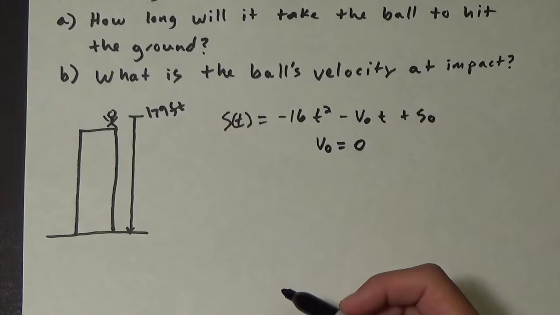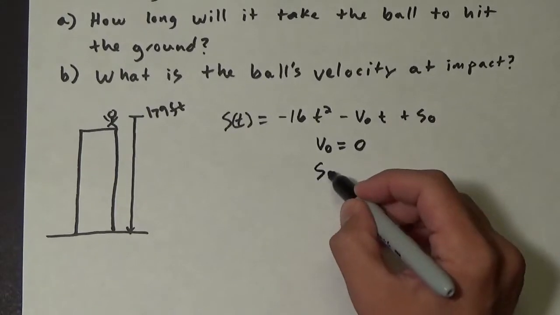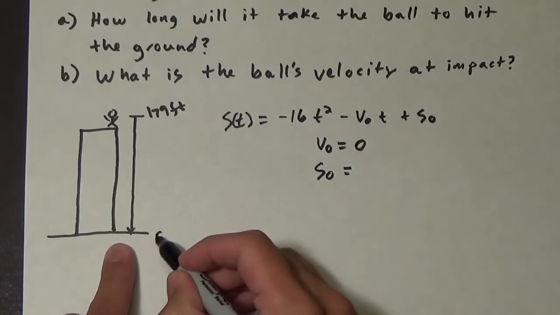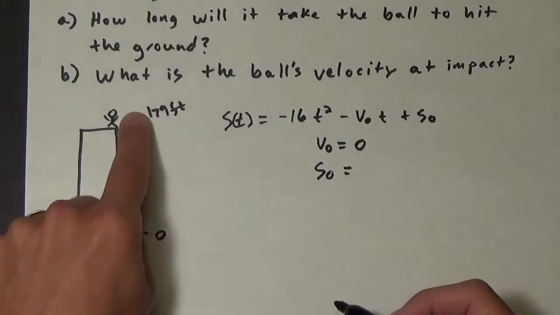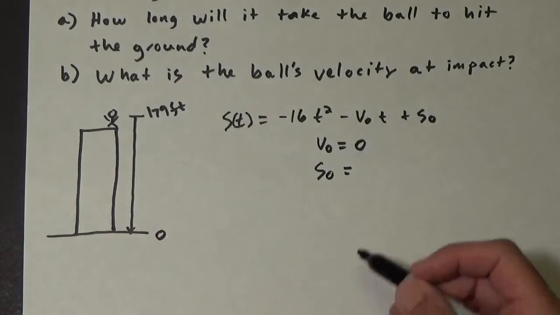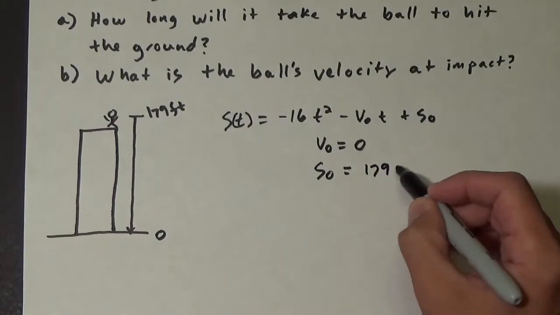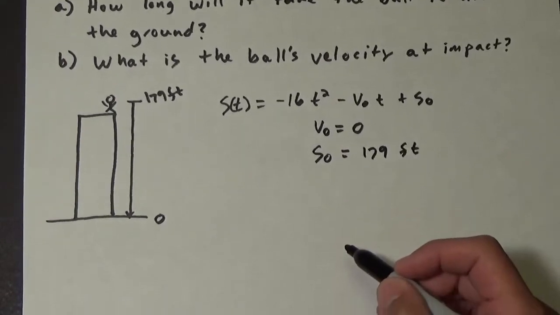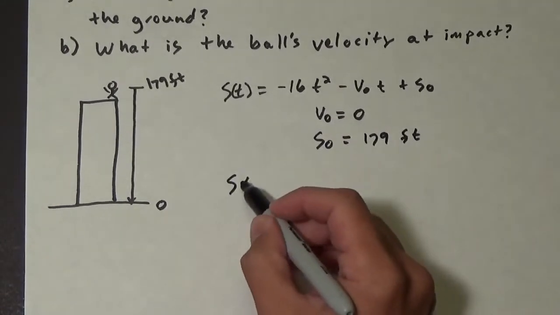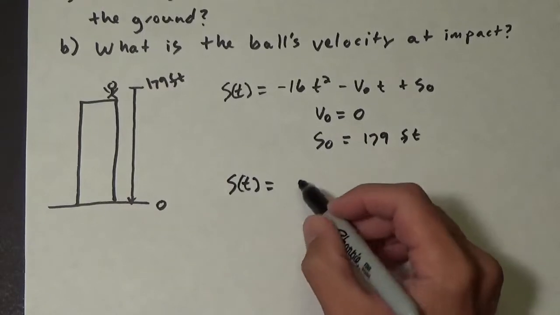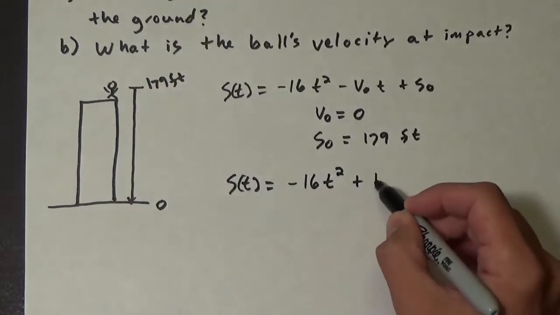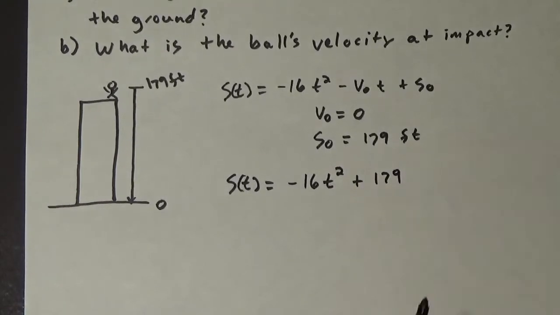Now as far as the initial position, we're just going to assume that this is 0 down here. That means this is 179 feet. So our position function, s of t, is going to be negative 16t squared plus 179.